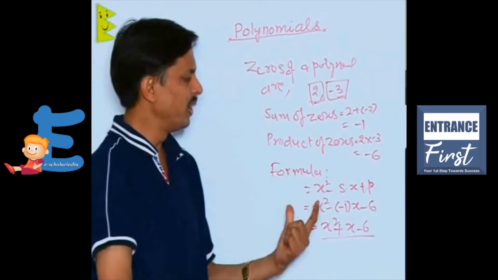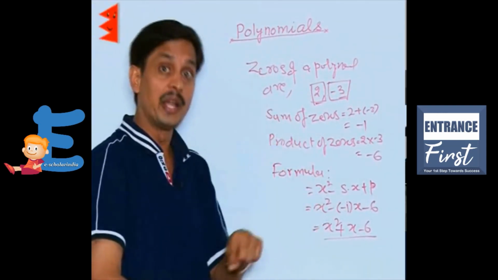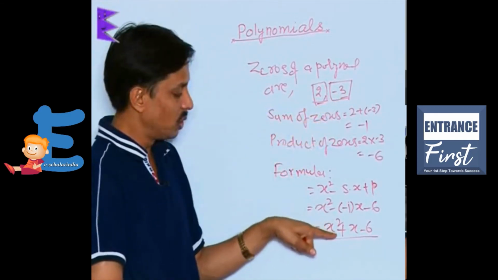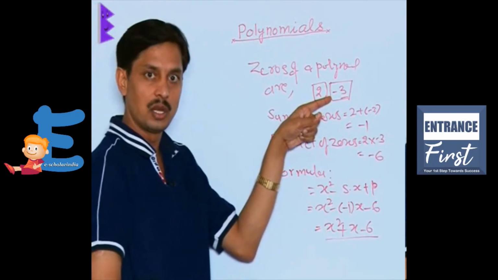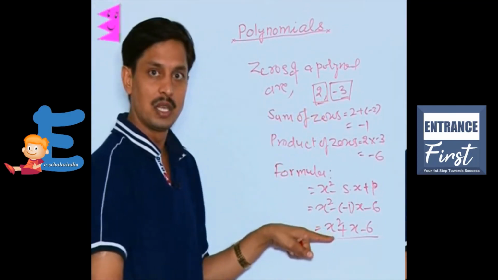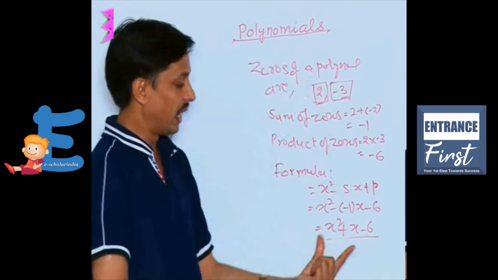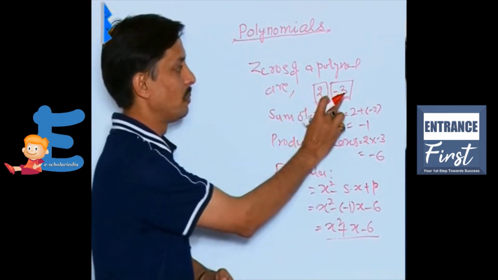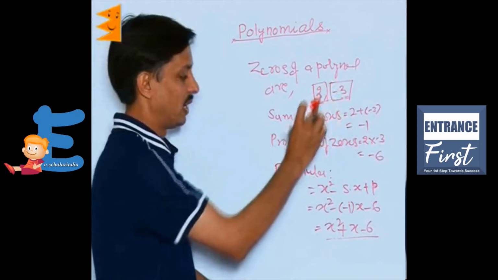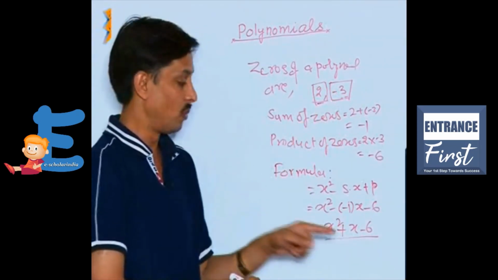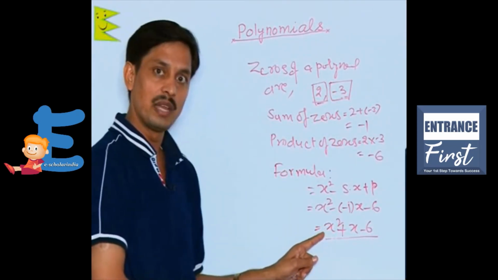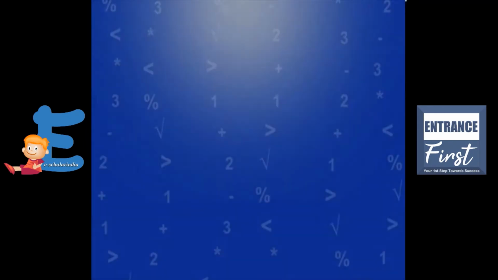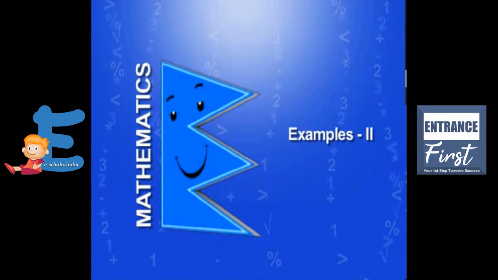We can obtain the quadratic polynomial back if zeros are given, or if the quadratic polynomial is given we can obtain the zeros, and we can also verify the relation. Just like this is 2, this is minus 3, their sum is minus 1. By using the relation minus b upon a, we can verify. Similarly, we can verify the product also.